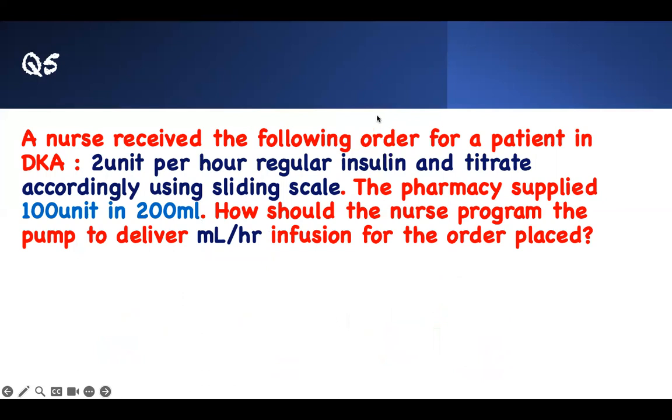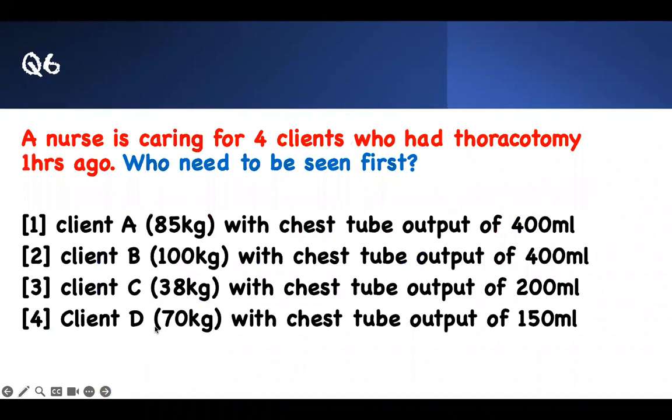Next question, number 6. This is another calculation. There's a lot of calculation, I want to show you concepts, so bear with me. The nurse is caring for 4 clients who had thoracotomy 1 hour ago. Who needs to be seen first? You have to be sharp. It's a priority question, but this small question has a lot of content, some key nursing facts you have to know.